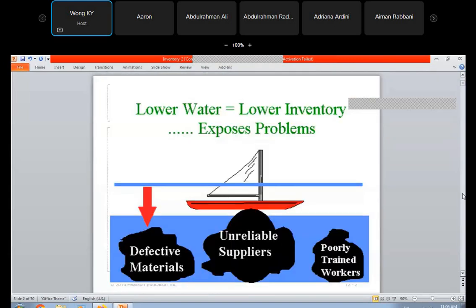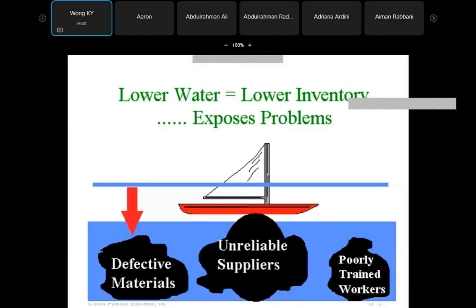Okay, let me begin by showing this photo. And hopefully from here, you can understand better what the role of inventory is. So what this photo says is, lower water equals lower inventory, and because of that, it helps to expose problems.